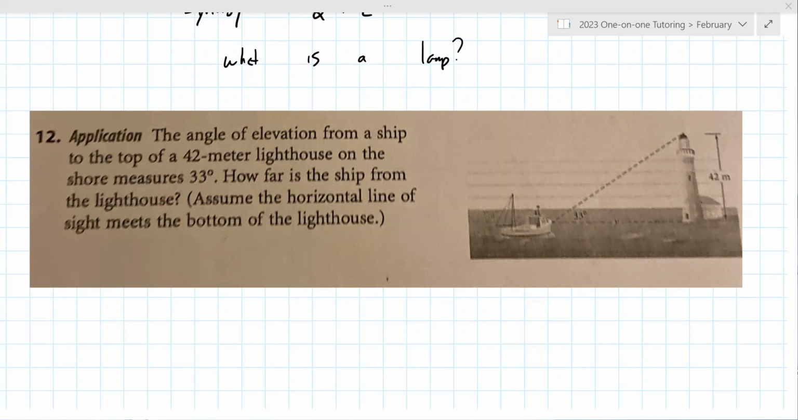Okay, does 69.8 seem like the correct answer for this scenario? 42 divided by the tangent of 33. Oh, you gotta be kidding me. I was writing 31 instead of 33. Let me put that back in. That is the idea here.